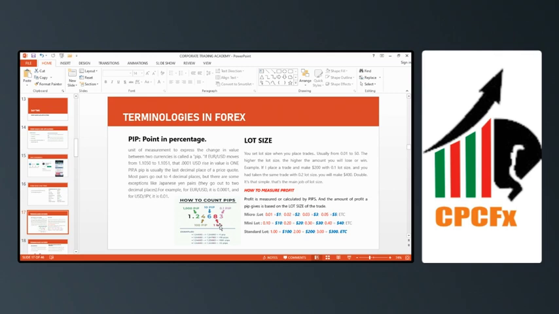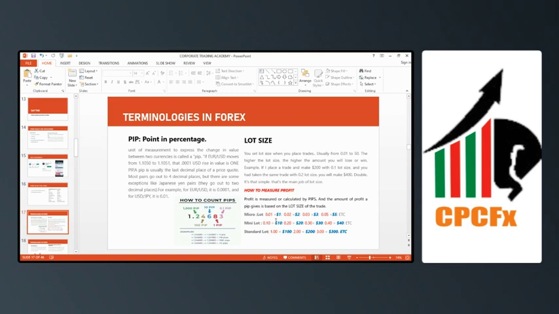So now, if the number keeps increasing, it means that the value of your figure has increased. So it is the unit you use to record your profit or your loss. Now, you cannot talk about pips without talking about lot size, because the pips will determine the amount of money you made from the market.